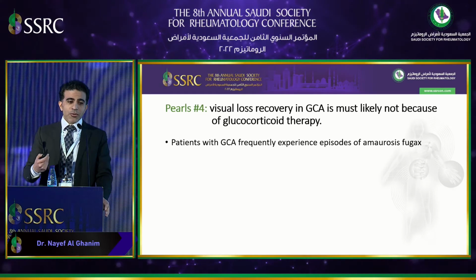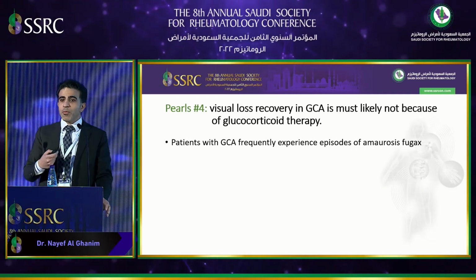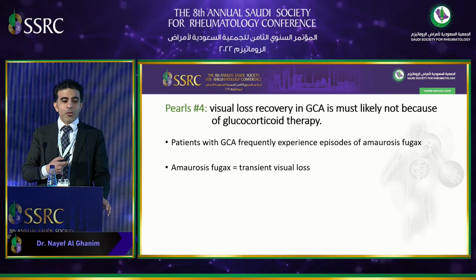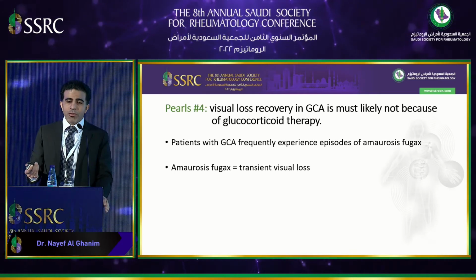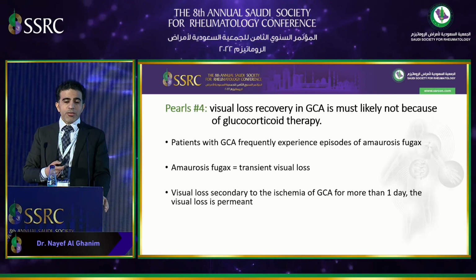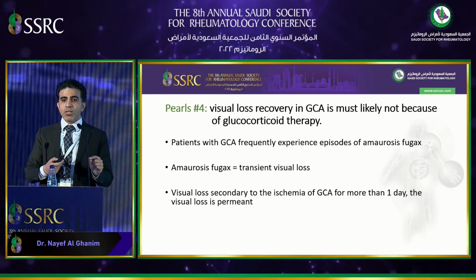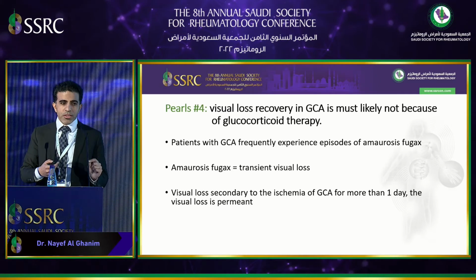Patients with giant cell arteritis frequently experience episodes of amaurosis fugax. Amaurosis fugax is Latin for transient visual loss. So these patients, if you leave them alone, will recover anyway. And if the patient develops ischemic visual loss, there is almost nothing you can do about it. The visual loss will be permanent.